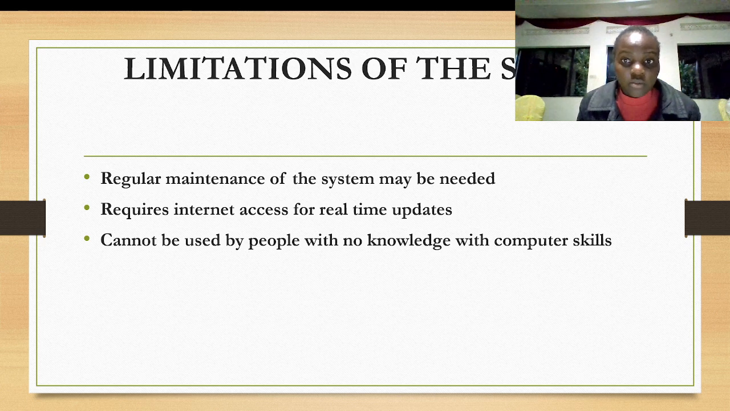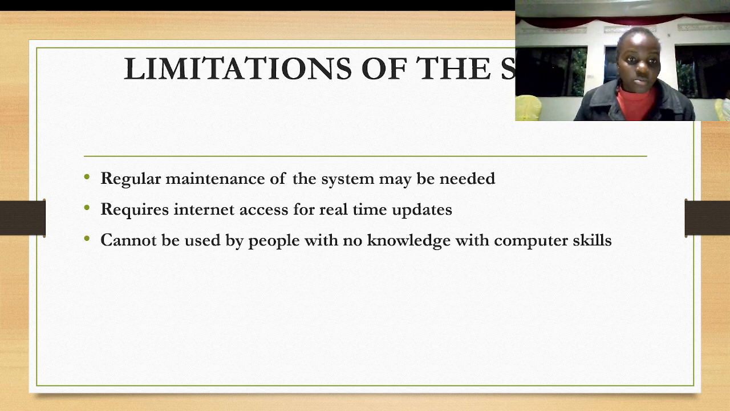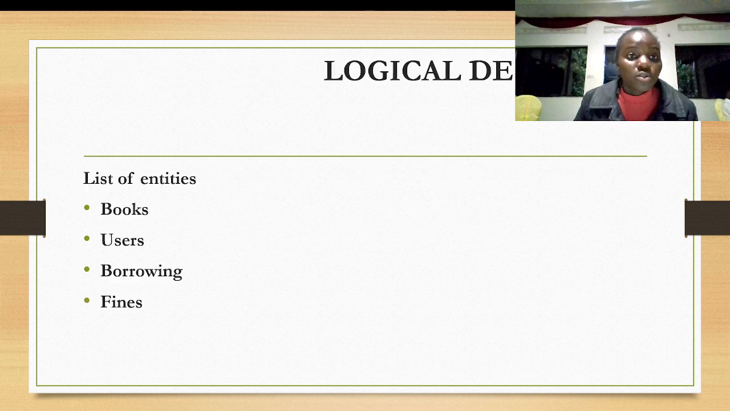Then the limitations: regular maintenance of the system may be needed, because you have to maintain it in case you're adding some data. It requires internet access for real-time updates, like if the librarian wants to add some data or someone new wants to join the system, the internet will be required. So if the library system is in a remote area, it will not be simple. It cannot be used by people with no computer skills. That is self-explanatory.